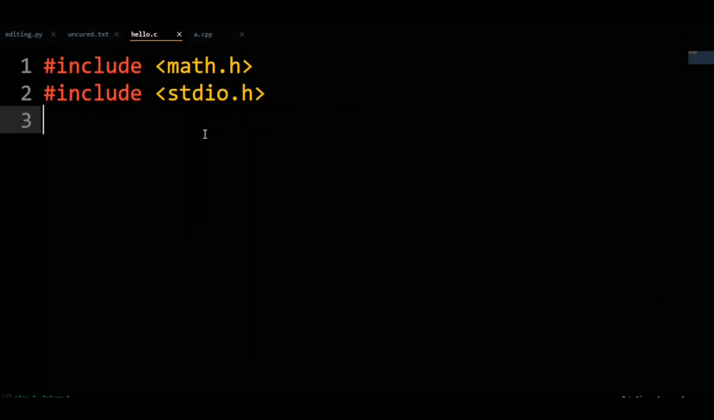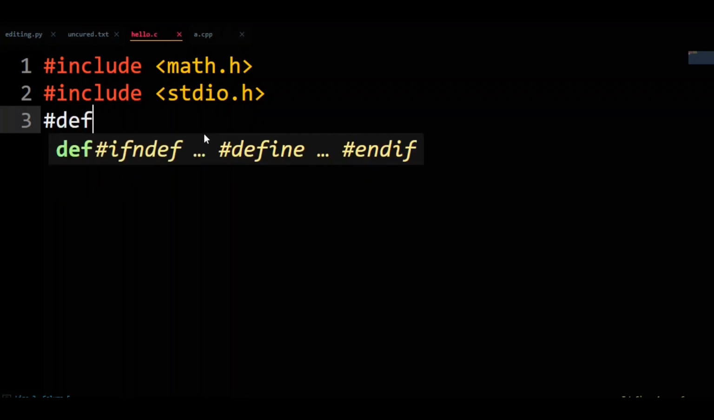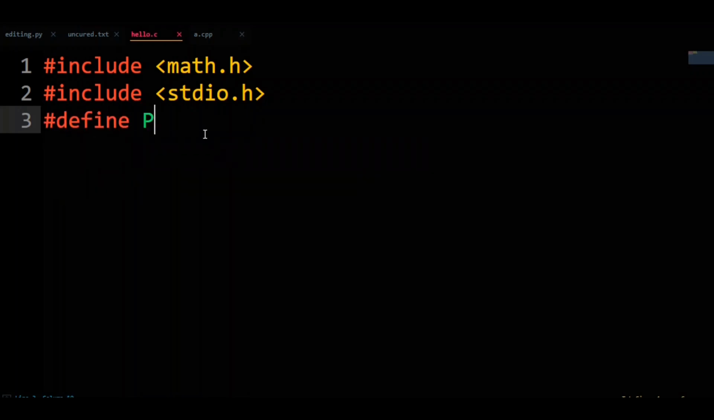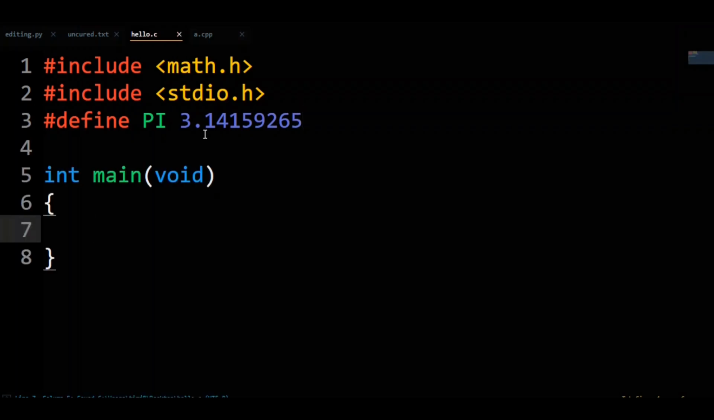Finally, we're working with trig, so we'll want pi, don't we all? #define PI equals 3.1415926. Sine returns a double, so our answer will be a double: ans equals sine of PI on 2.